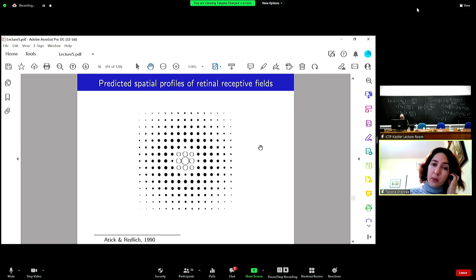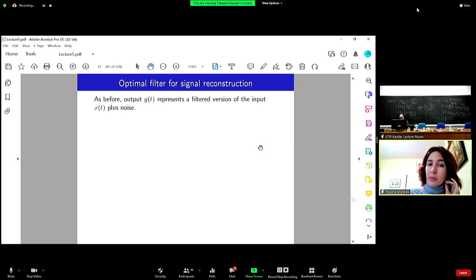So then there are two other things that we can discuss. Another example is in the retina. This was for information maximization, but another part is to ask how well we can reconstruct the signal, not just in general to maximize information, but more specifically to reconstruct the actual signal.